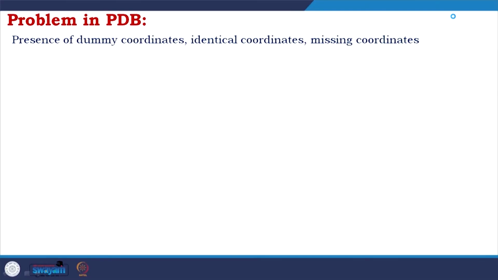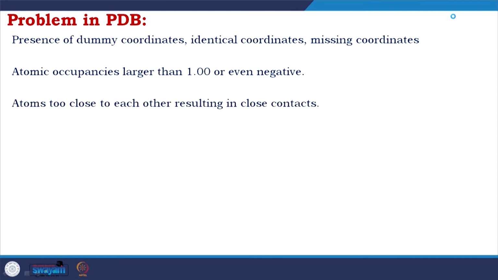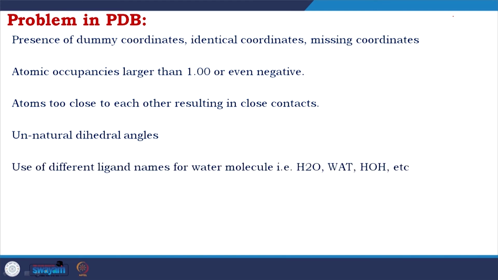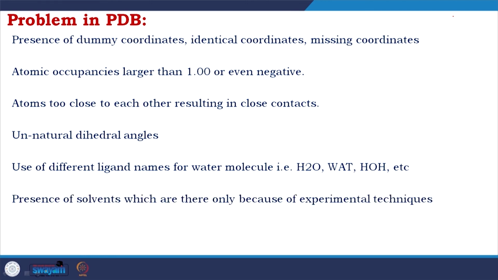The presence of dummy coordinates, identical coordinates, missing coordinates are the problem. Atomic occupancy is larger than 1 or even negative, which should not be there. Atoms too close to each other resulting in close contacts, breaking the rules of chemistry, which should not be there. Unnatural dihedral angles, use of different ligand names for water molecules: H2O, WAT, HOH, etc. There should be one name. It is easy for the program.